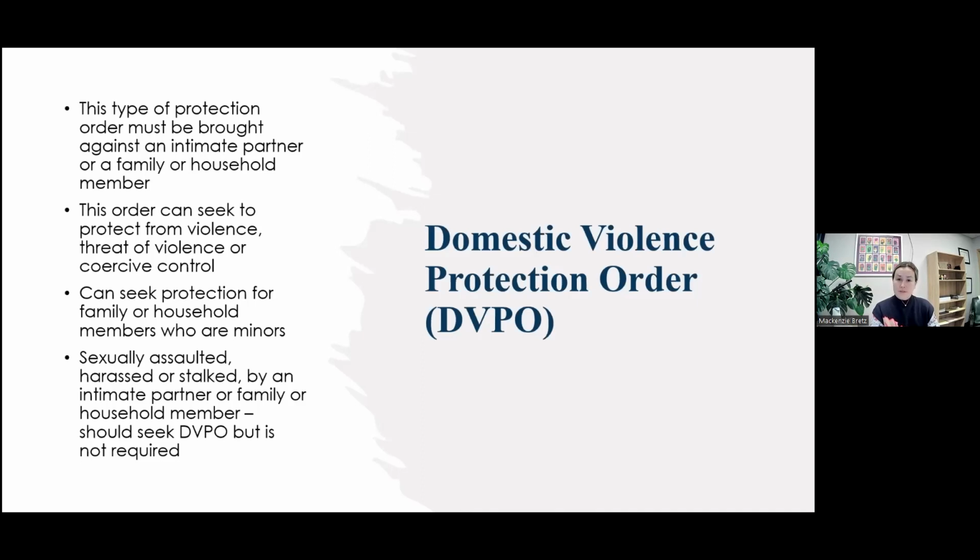If you're seeking to file a domestic violence protection order, you can also seek to protect any minors who are either your children or live in the home with you. If you're sexually assaulted, harassed, or stalked by an intimate partner, you should likely be seeking a domestic violence protection order. It's not required, but this is an order that's likely going to protect you best.